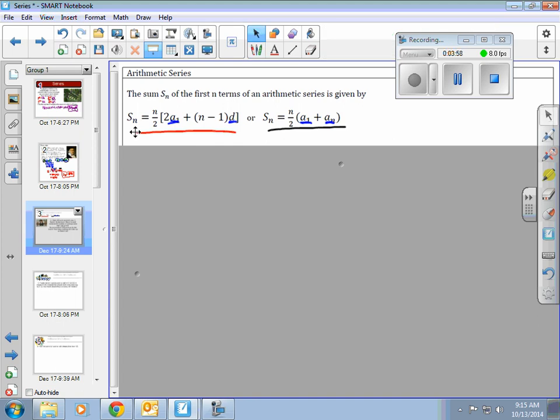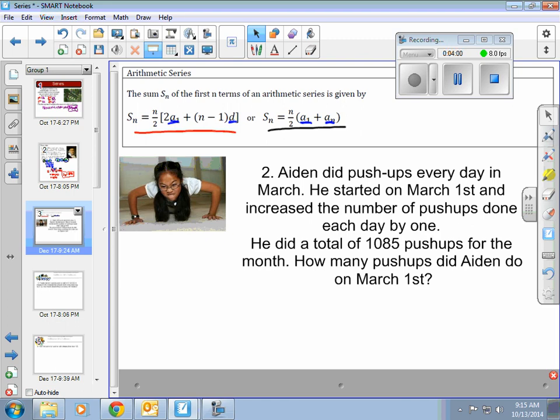Let's go ahead and look at example 2. Aiden did push-ups every day in March. He started on March 1st and increased the number of push-ups done each day by 1. He did a total of 1,085 push-ups for the month. How many push-ups did Aiden do on March 1st? If he increased by 1 each day, that's an arithmetic sequence, so we are going to sum, so it will be an arithmetic series.